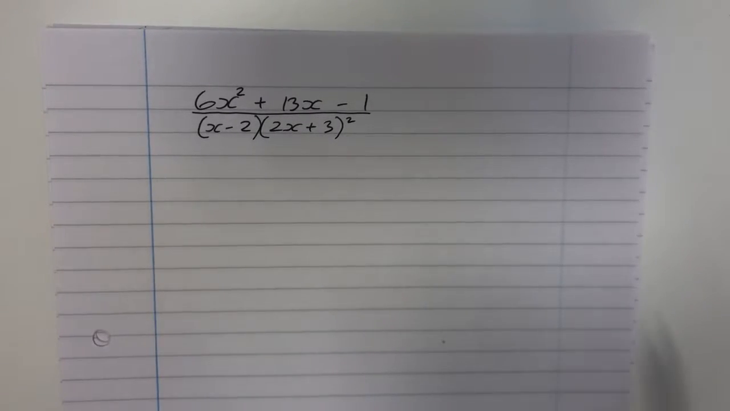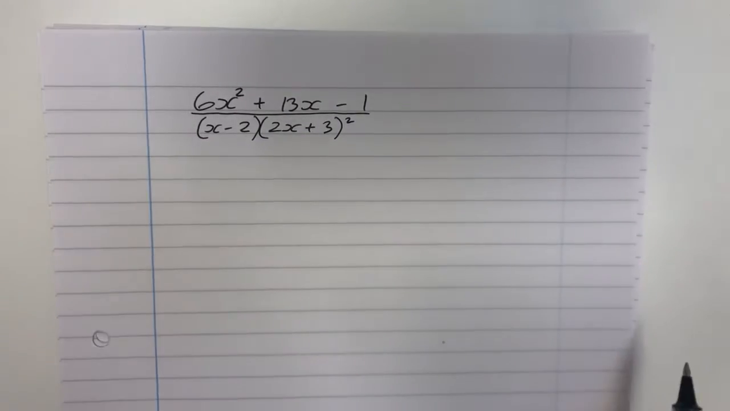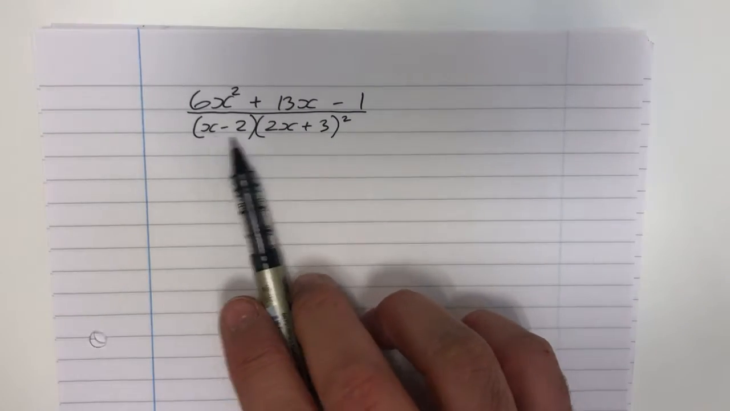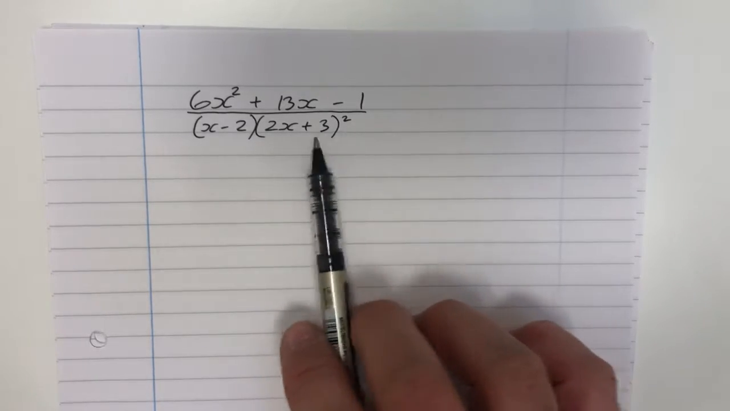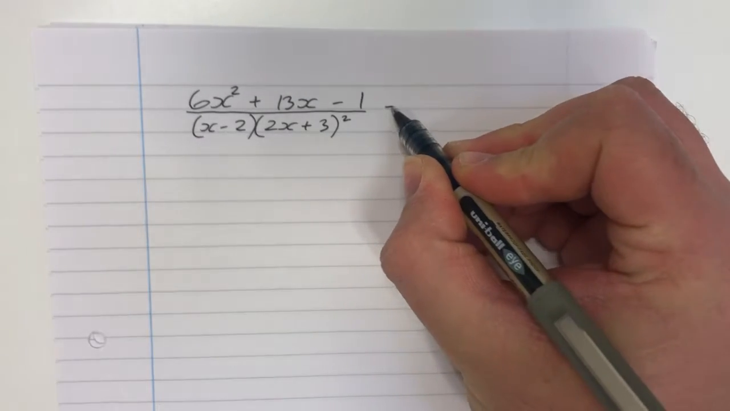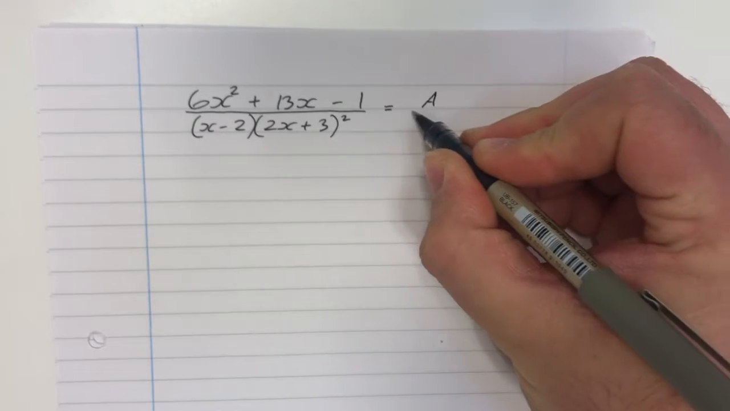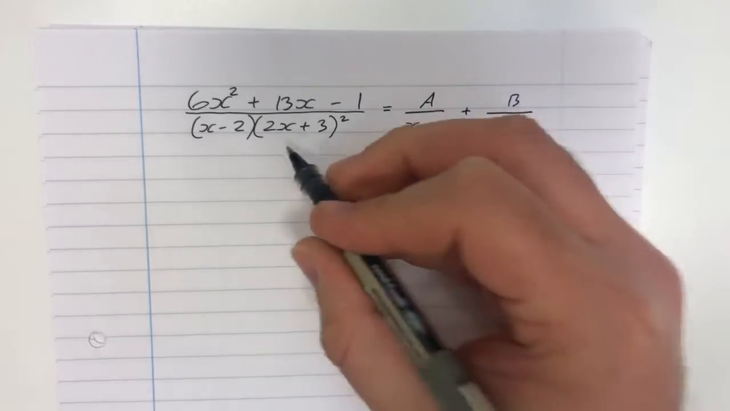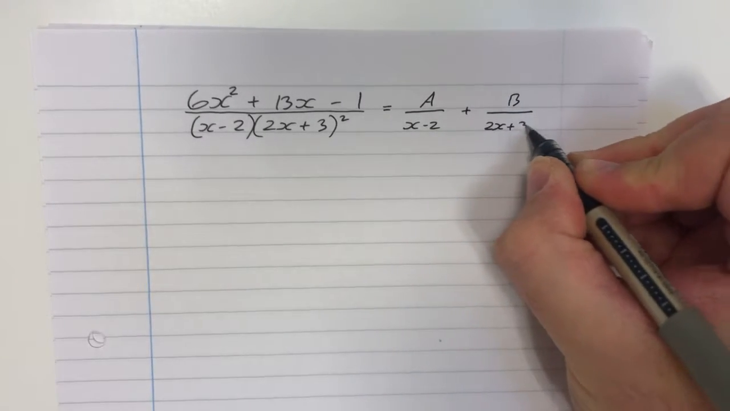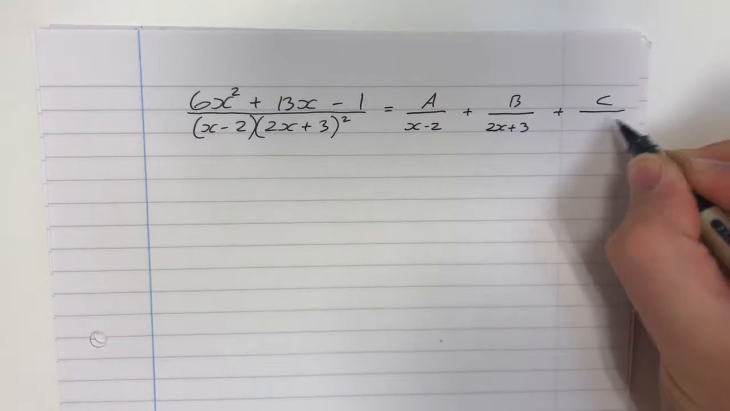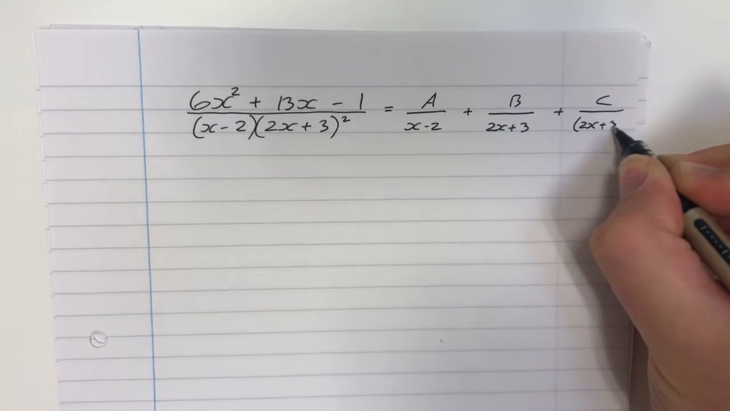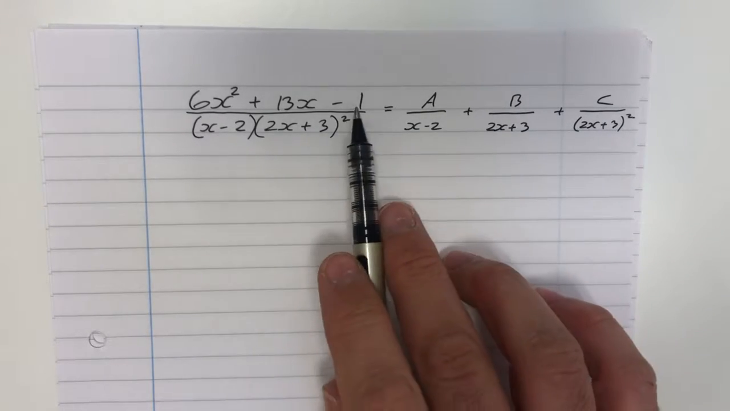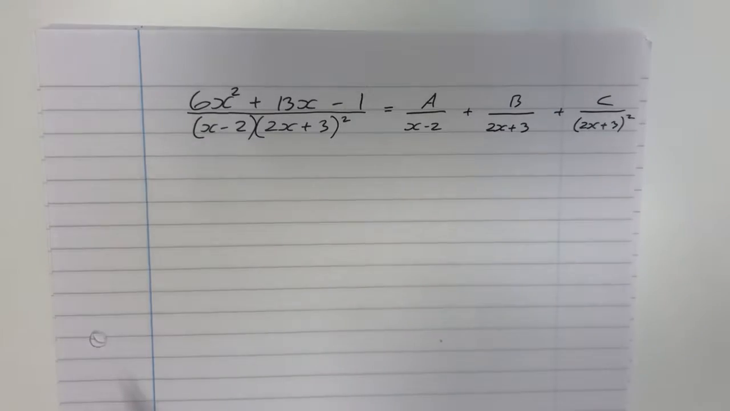Okay, using partial fractions, we're going to take this fraction and split it up into separate fractions. In this case, because the denominator is a linear times a linear squared, this is that third type that we saw in the previous video. So it's going to be some constant over x minus 2, plus some other constant over the linear 2x plus 3, plus some other constant divided by that linear squared. We've got three constants now, and that'll match up with the three coefficients. So this will work.